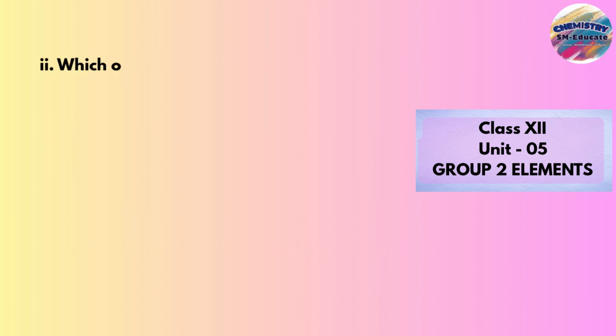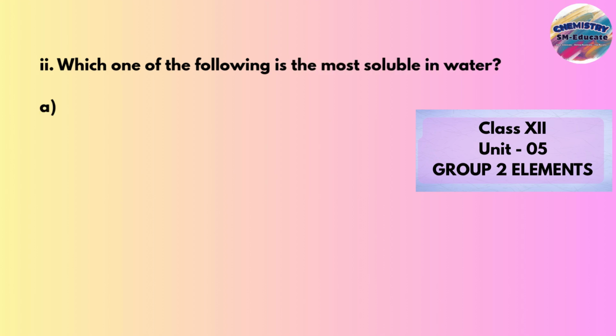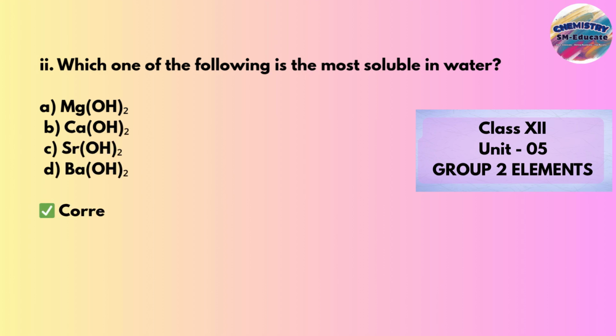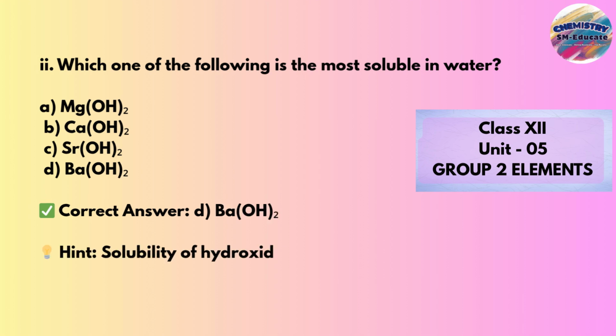Part 2. Which one of the following is the most soluble in water? A. Mg(OH)2. B. Ca(OH)2. C. Sr(OH)2. D. Ba(OH)2. Correct answer: D. Ba(OH)2. Hint: Solubility of hydroxides increases down the group.